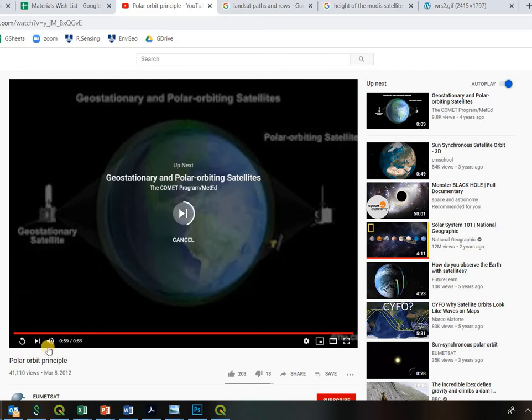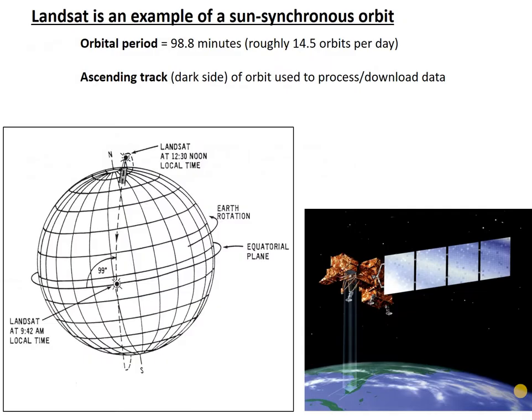over time. Okay, so I've mentioned this sun synchronous a couple of times. How about a real example? The best example, or a common example, is the Landsat satellites, 7 or 8. They've all had very, very similar orbits. So they have an orbital period of about 99 minutes. That means they go around Earth roughly 14 and a half times per day.